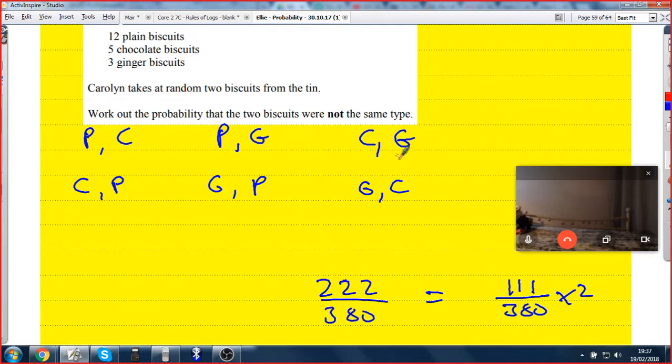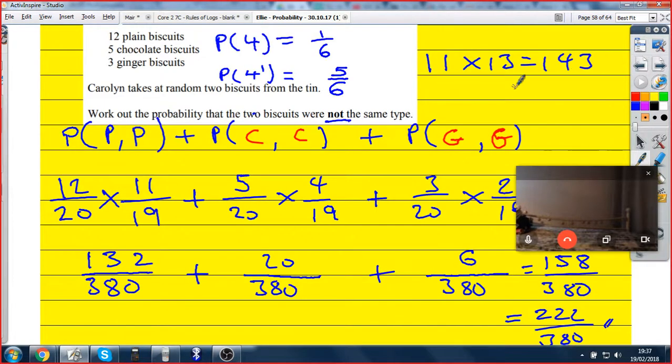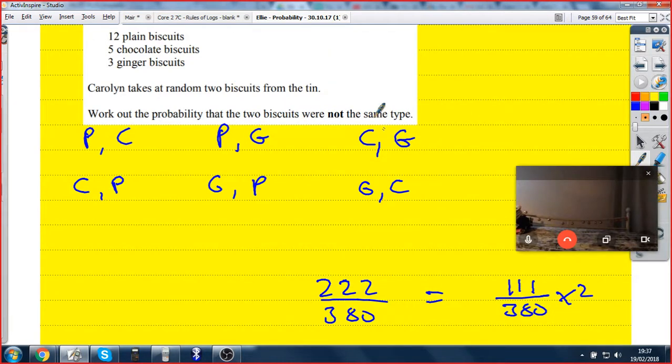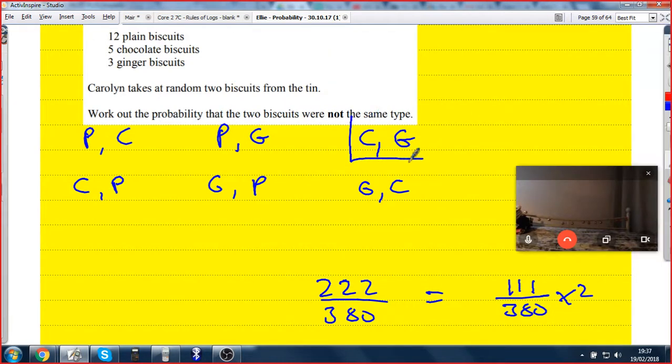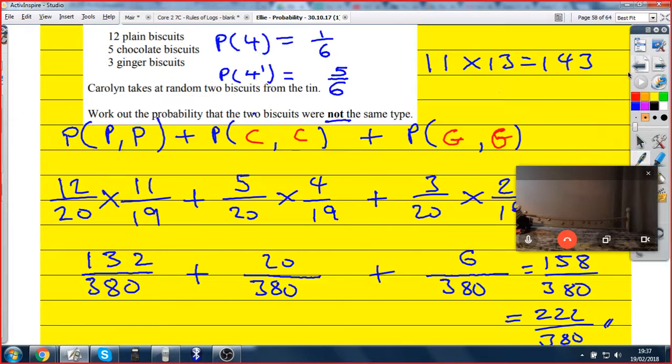With finding the not the same thing, you have to remember to double it at the end, or you have to do 6 things. Whereas if they're the same, it's just an easier thing. Well, plain, chocolate, ginger. Like you have to think a bit, what is the third one? So it's just a bit more work. It's just easier to do the 1 minus thing, I think.